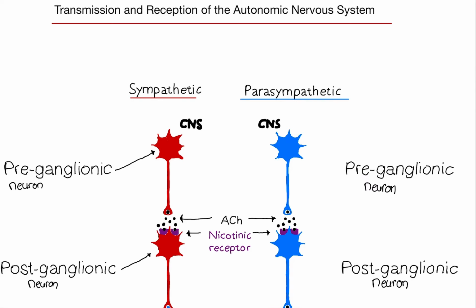All right, welcome back. Today we're going to be doing the transmission and reception of the autonomic nervous system. Last video, I said the autonomic nervous system is comprised of the sympathetic and parasympathetic system. But how do we talk to our target organs or target tissue? How do we actually get from the brain, where the signal originates, to its destination? That's what we're going to go over today.